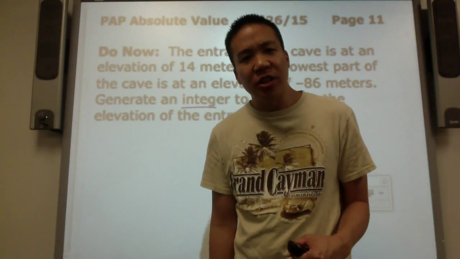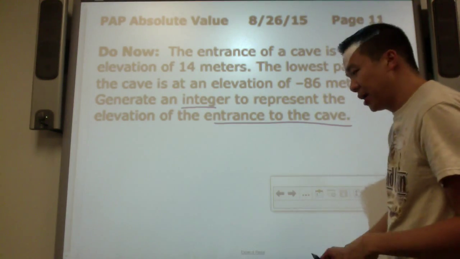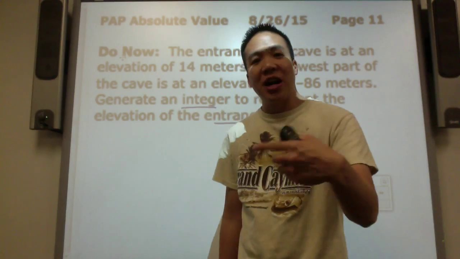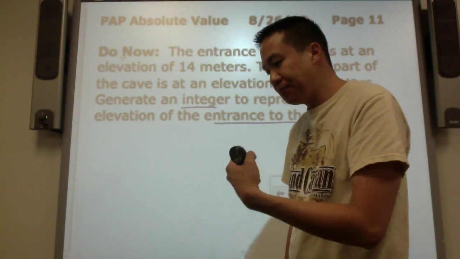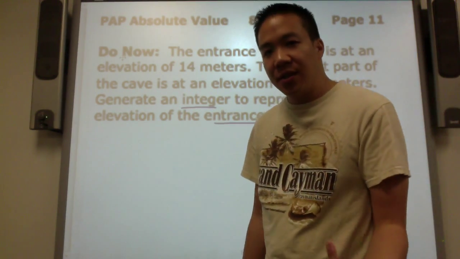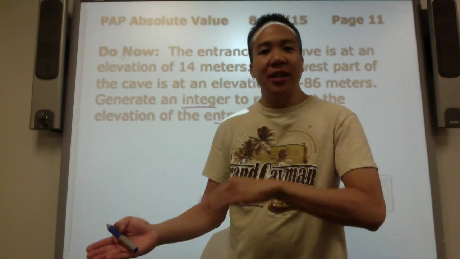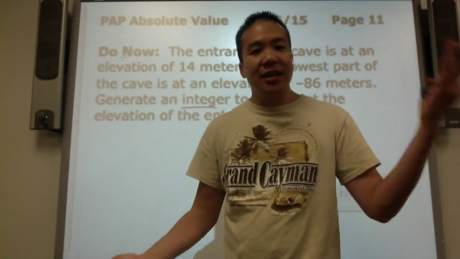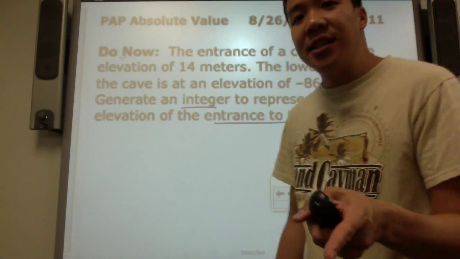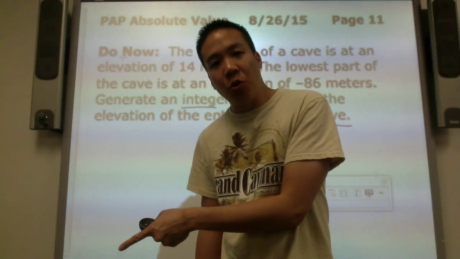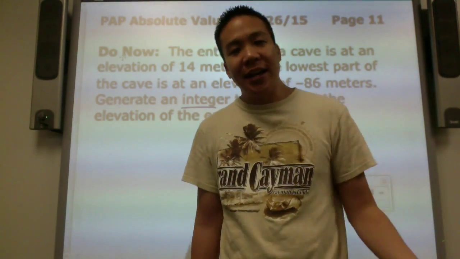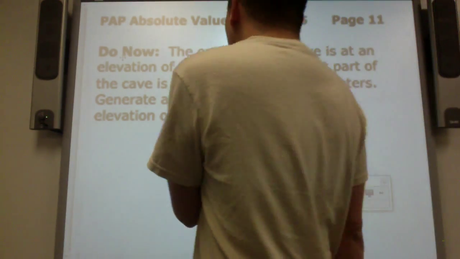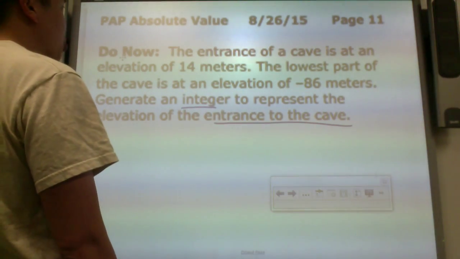What is the definition of an integer? A whole number is 0, 1, 2, 3, 4, 5, 6, and the counting numbers, and its opposites. So like 1, the opposite is negative 1. It's on the other side of the number line. 7, negative 7. So it's 0, positive whole numbers, and negative whole numbers. So we need to generate a negative whole number, 0, or positive whole number about the entrance.